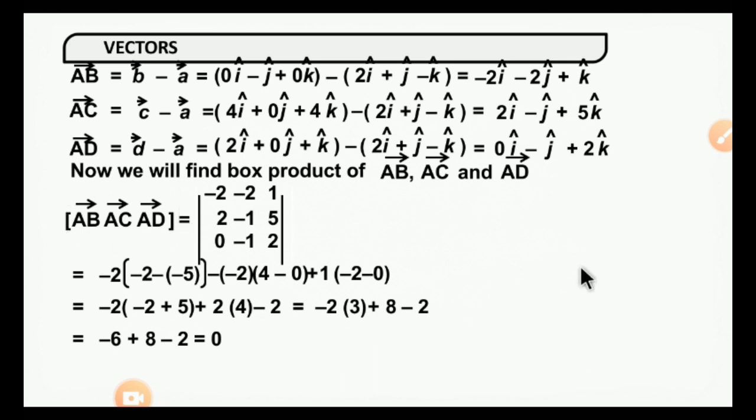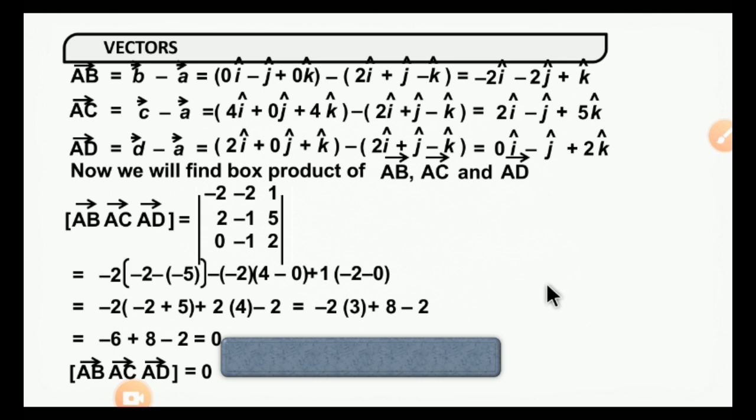Then we can say that the box product of ABCD is equal to 0. Then we can say that points A, B, C and D are coplanar.